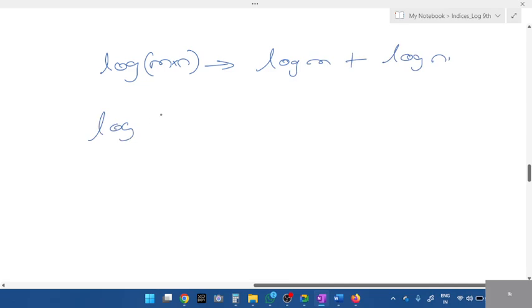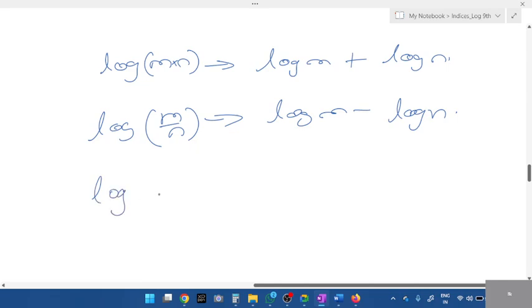Remaining one. Okay, first, log m into n is given. Whenever multiplication is given, we use the product law. How do you split this? Log m plus log n. Next, for division, what do you do? M divided by n, log m minus log n.